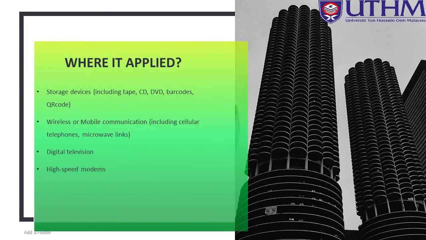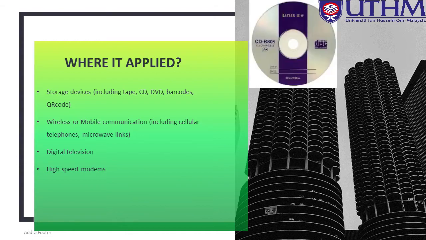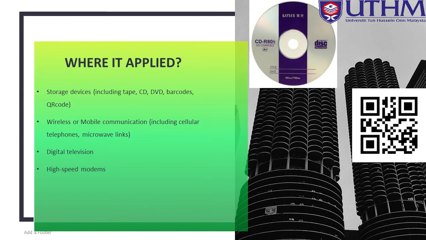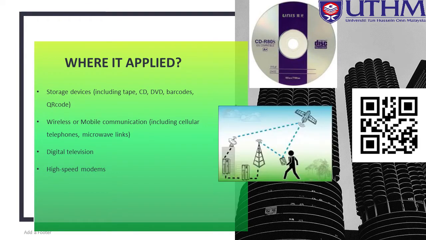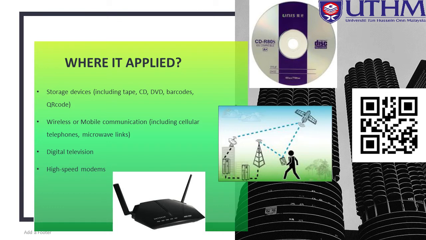So, where does it apply? Essentially, Reed-Solomon code corrects errors in storage devices including tape, CD, DVD, barcodes or QR codes, and in wireless or mobile communication, in digital television or in high-speed modems.